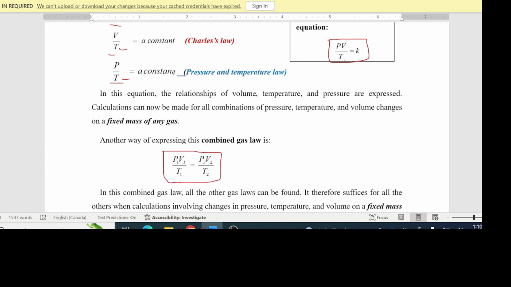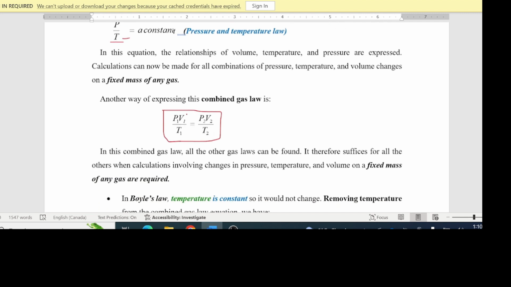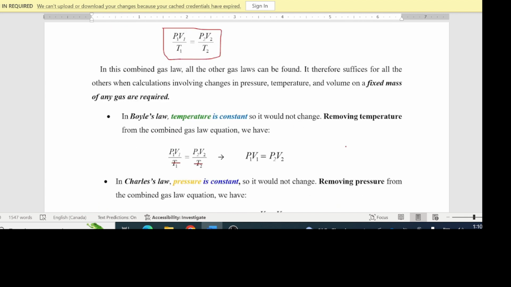If you're given 5 entities, you can find the 6th one there, okay? If you're dealing with Boyle's law, you can remove temperature there because the temperature stays constant. So what you'll end up with here is Boyle's law, if temperature doesn't change. There's no change in temperature, so you remove that and you end up with Boyle's law.